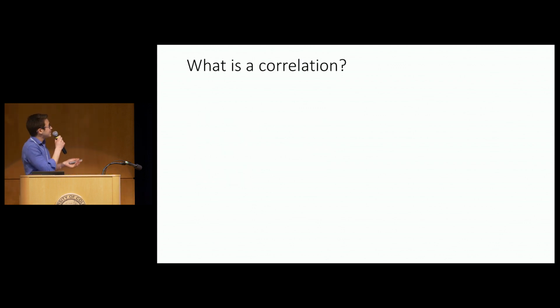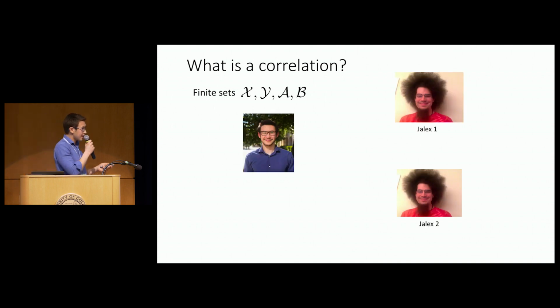So what is a correlation? So this is the setup. We have finite question and answer sets. You can call them capital X, capital Y, A and B. You can think of X and Y as question sets, and A and B as answer sets. And the setup is as follows. So there's a verifier on the left, and two provers here, Prover 1 and Prover 2.